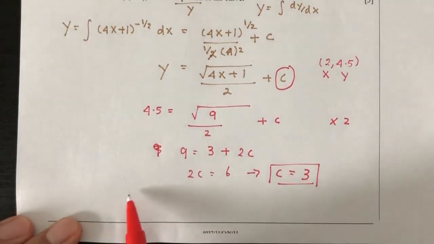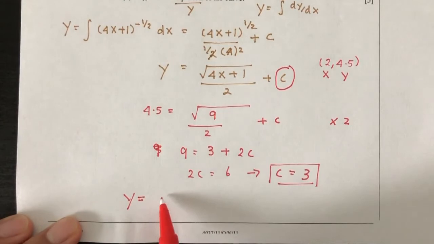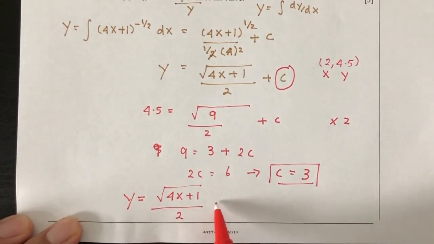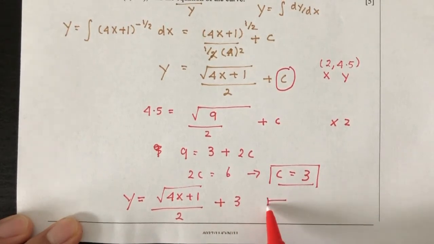So finally y, which is the equation you need to find, is root of 4x plus 1 divided by 2 plus 3. And that is your answer for question number 8.